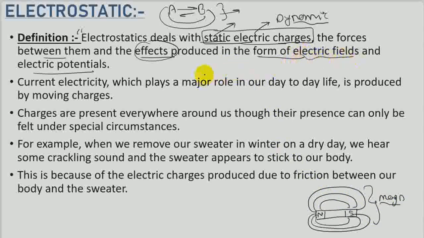Next, the second one is current electricity. You already studied the second lesson, current electricity. This one tells about properties of the movable state of charges. Next, the third one is charges are present everywhere around us. Their presence can only be felt under special circumstances. This is a very important point.